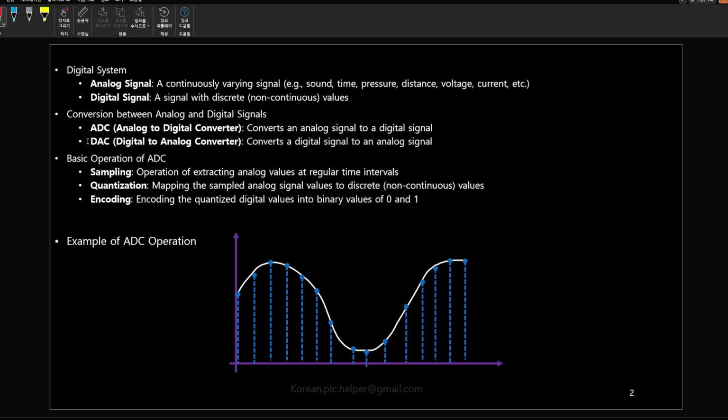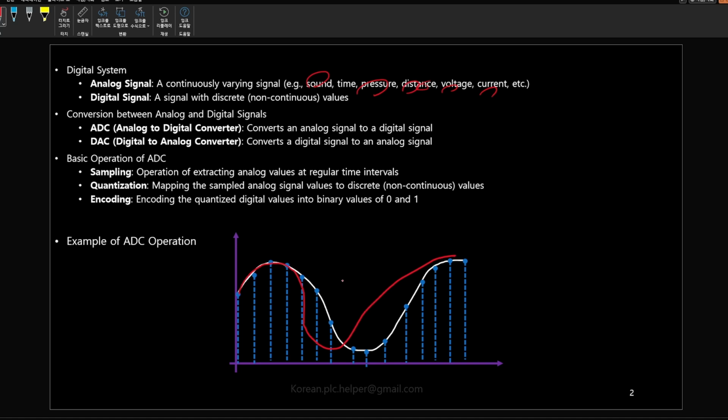The first is a digital system. Signals are categorized into analog signals and digital signals. Analog signals are continuously varying signals, for example, sound, pressure, distance, voltage, current, etc. As you can see, signals that change continuously are referred to as analog signals.